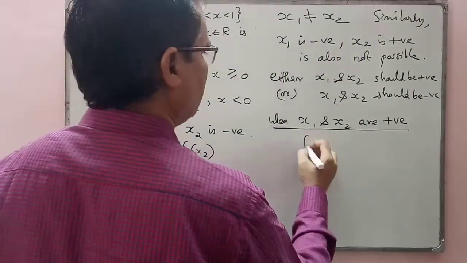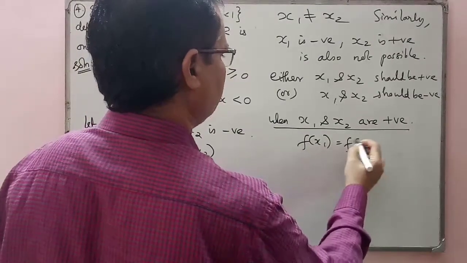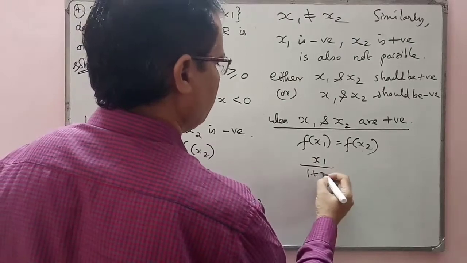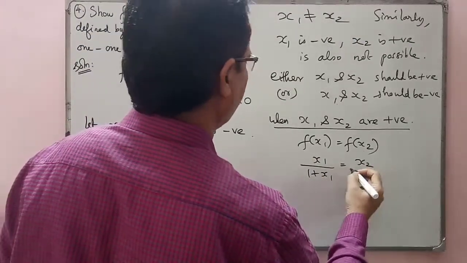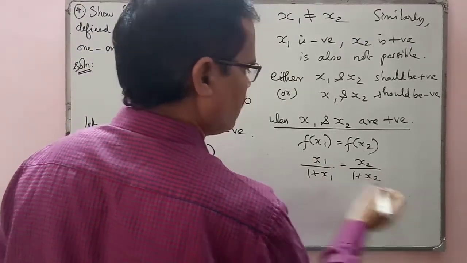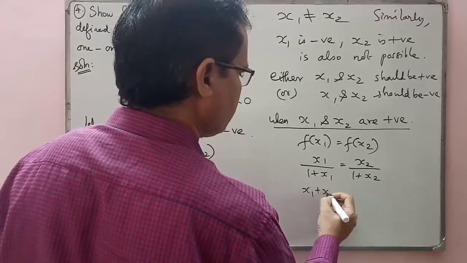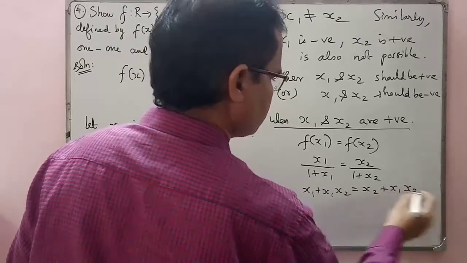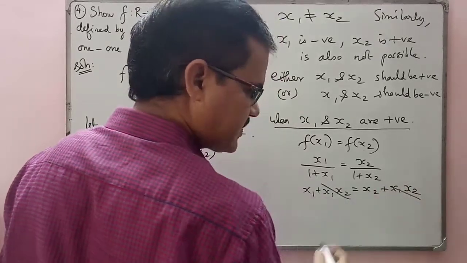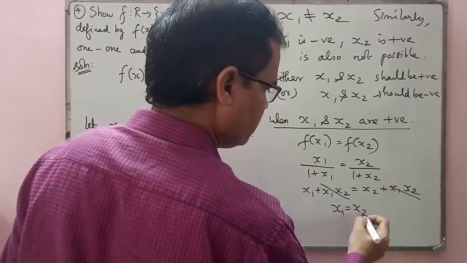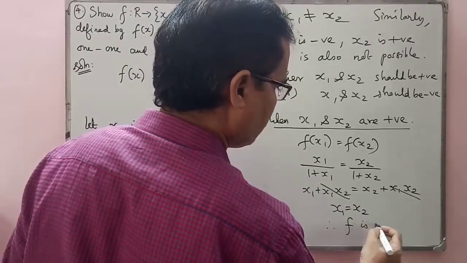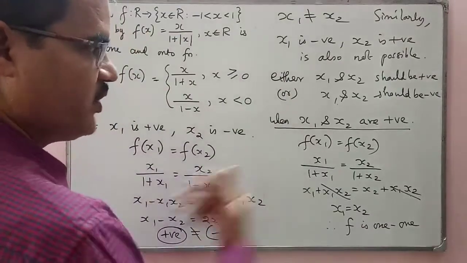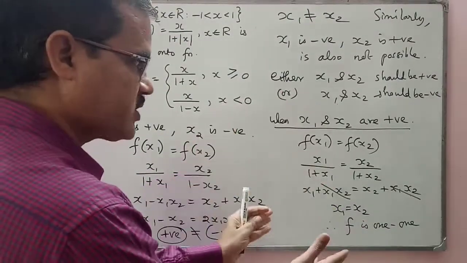Now let us start. f of x1 is equal to f of x2. What is it when positive? x1 by 1 plus x1, x2 by 1 plus x2. Now you cross multiply. x1 plus x1 x2 equals x2 plus x1 x2. Subtracting x1 x2 on both sides, this gets cancelled. You get x1 equal to x2. Therefore f is 1 to 1. Correct children? See how easily it is done. So it has to be both positive or it has to be both negative.